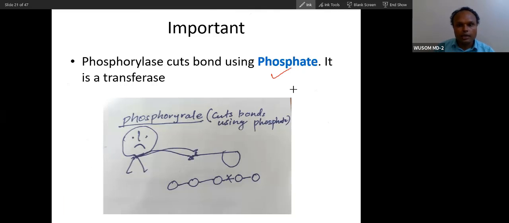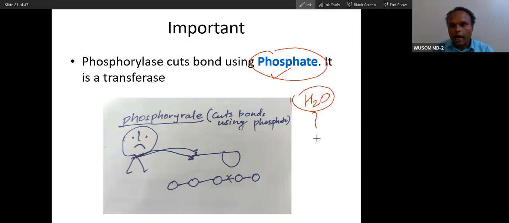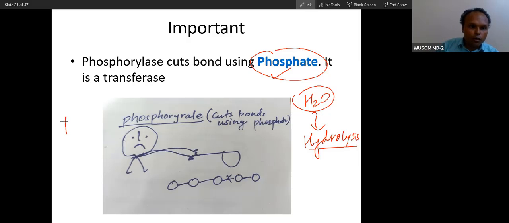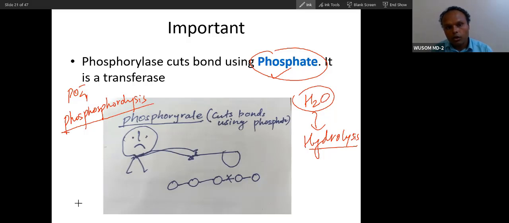This is phosphorylase. You can see it uses molecular phosphate. And see, this is a very important concept. When you use water, you call it hydrolysis. When you use phosphate, you call it phosphorylysis. There is one more phosphorylysis we have already studied. Do you remember one phosphorylysis? In nucleotide degradation.